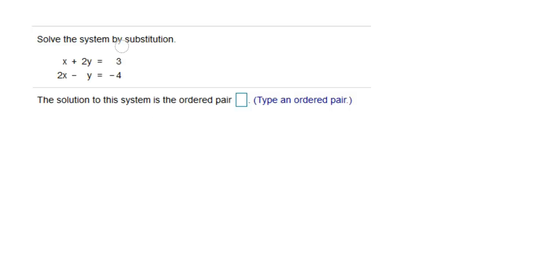Solve the system by substitution. System is a group of equations, and we're going to solve them simultaneously. So we're looking for an ordered pair, an x and a y, that makes the first equation true, but also makes the second equation true. We're going to solve by substitution. So to solve by substitution, you're going to choose one of the equations, the first one or the second one, and solve for one of the variables, either x or y.